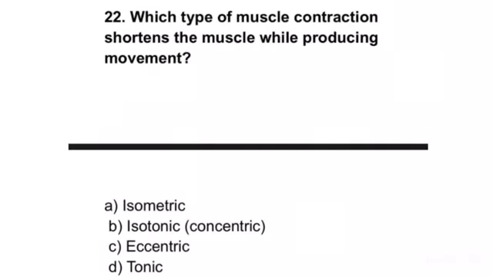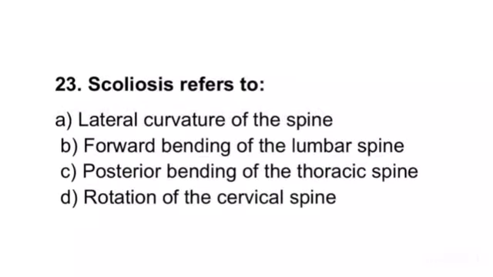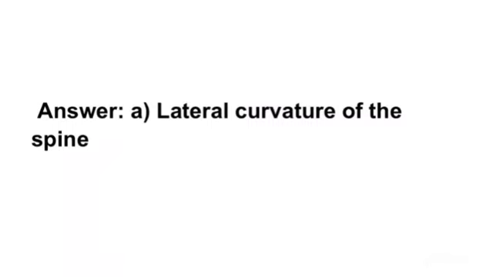22. Which type of muscle contraction shortens the muscle while producing movement? A. Isometric. B. Isotonic, concentric. C. Eccentric. D. Tonic. Answer: B. Isotonic, concentric. 23. Scoliosis refers to A. Lateral curvature of the spine. B. Forward bending of the lumbar spine. C. Posterior bending of the thoracic spine. D. Rotation of the cervical spine. Answer: A. Lateral curvature of the spine.